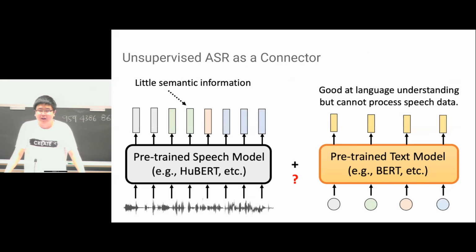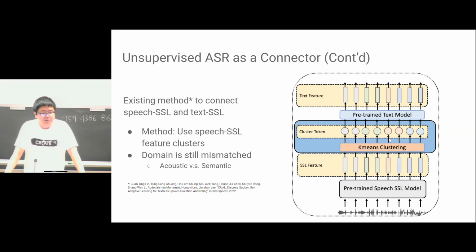For the last part, we are discussing unsupervised ASR as a connector. The basic assumption is that we have a pre-trained speech self-supervised model like HuBERT, which often contains little semantic information but abundant acoustic information. On the other hand, we have pre-trained text models, for example BERT, which have good language understanding but cannot process speech data directly. So we use unsupervised ASR as a connector between the pre-trained speech self-supervised model and the pre-trained text model.